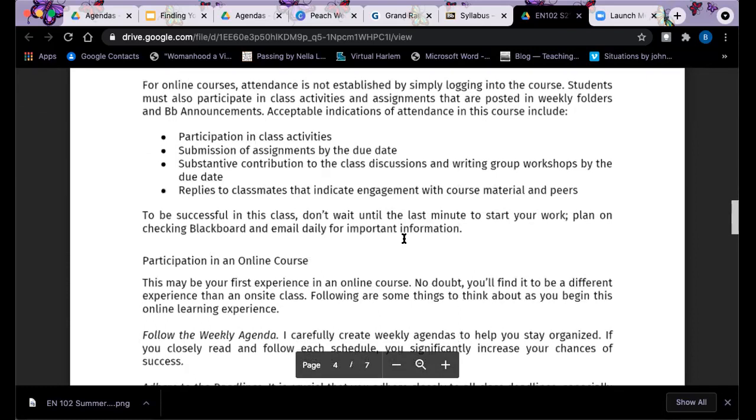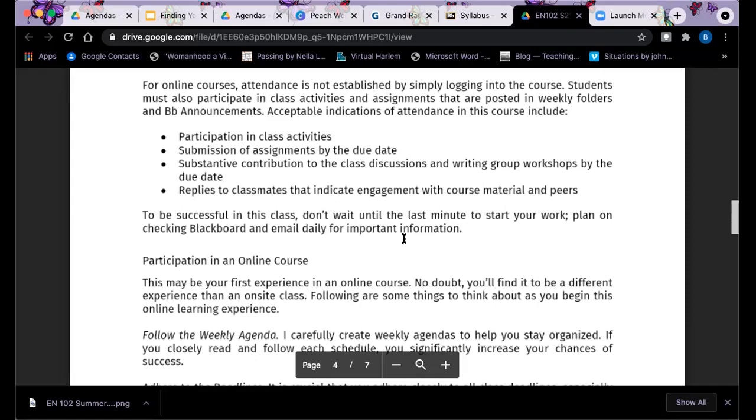Keep in mind that for online courses, attendance is not established by logging into the course. Students must also participate in class activities and assignments that are posted in weekly folders and Blackboard announcements. Acceptable indications of attendance in this course include participation in class activities, submission of assignments by the due date, substantive contribution to the class discussions and writing group workshops by the due date, replies to classmates that indicate engagement with course material and peers.